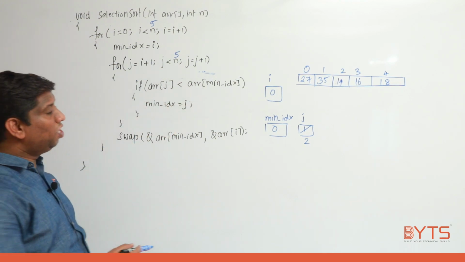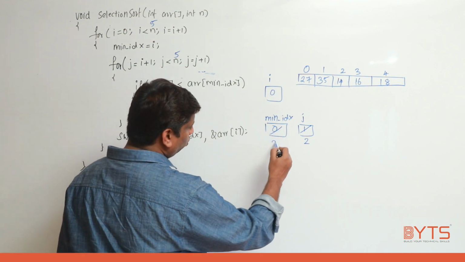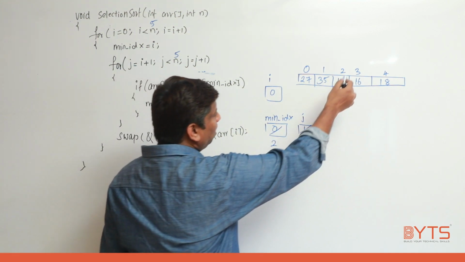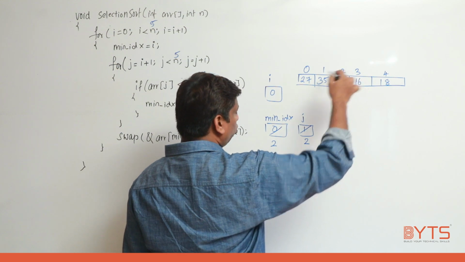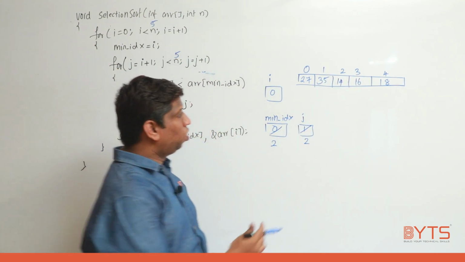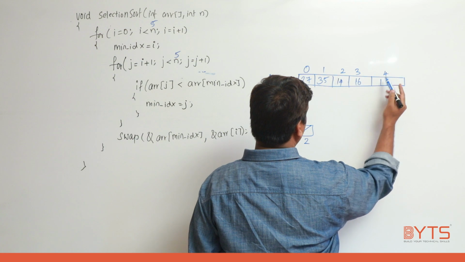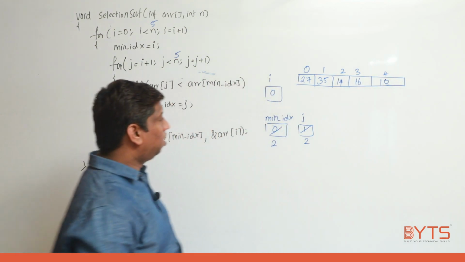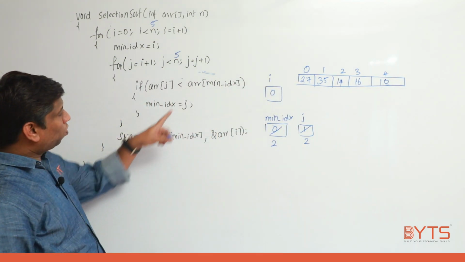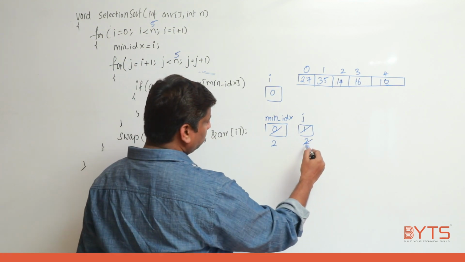Come inside. Now min index is updated to what value? 2. Why? In these three values, the minimum value is 14. That is the reason I updated it to 2. Let us take it a little more interestingly. Let me keep 10 here. Listen carefully. End of the loop, come here. j is equal to j plus 1. j value will be 3.